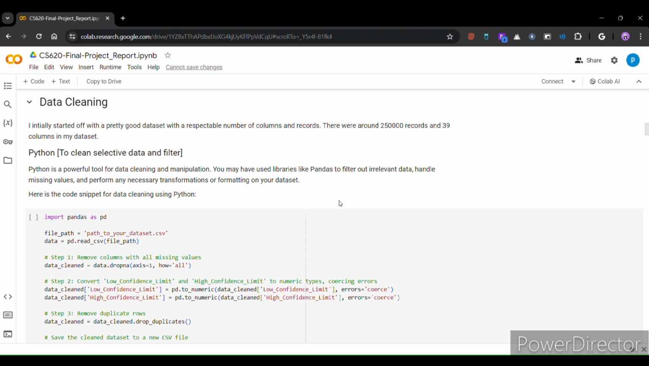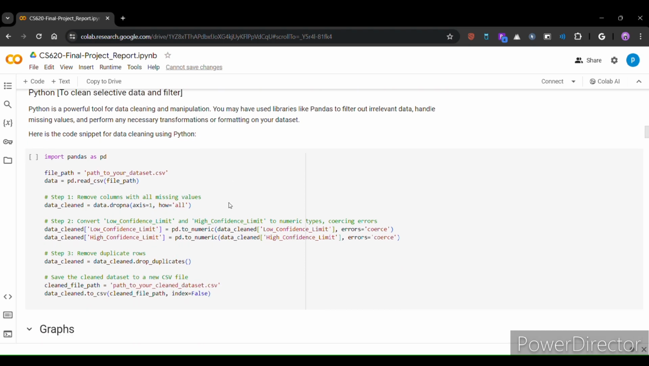Hello everyone, this is Pratyusha. My contribution in this project includes two parts. The first one was the data cleaning part. As we all know, data cleaning plays a very major role when we are working with datasets. When I took this dataset, it consisted of around 250,000 records and 39 columns. I have used Python to clean the data.